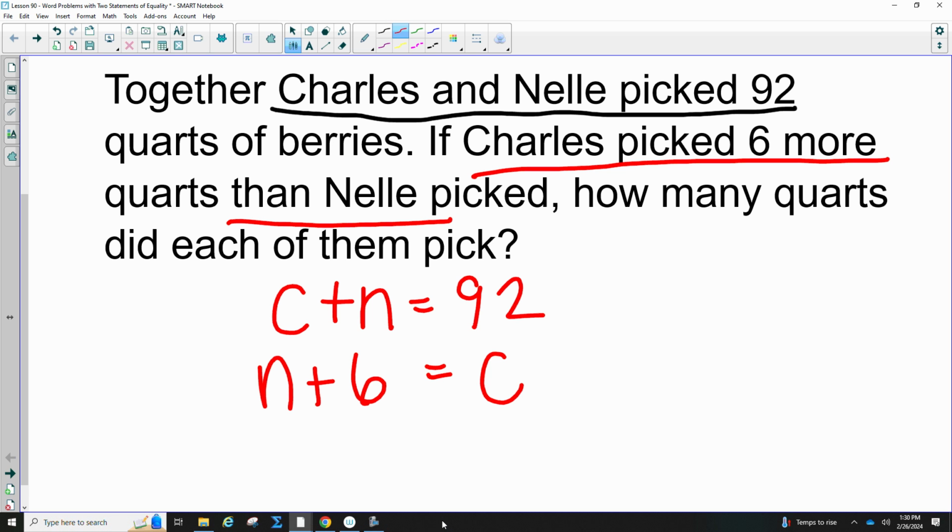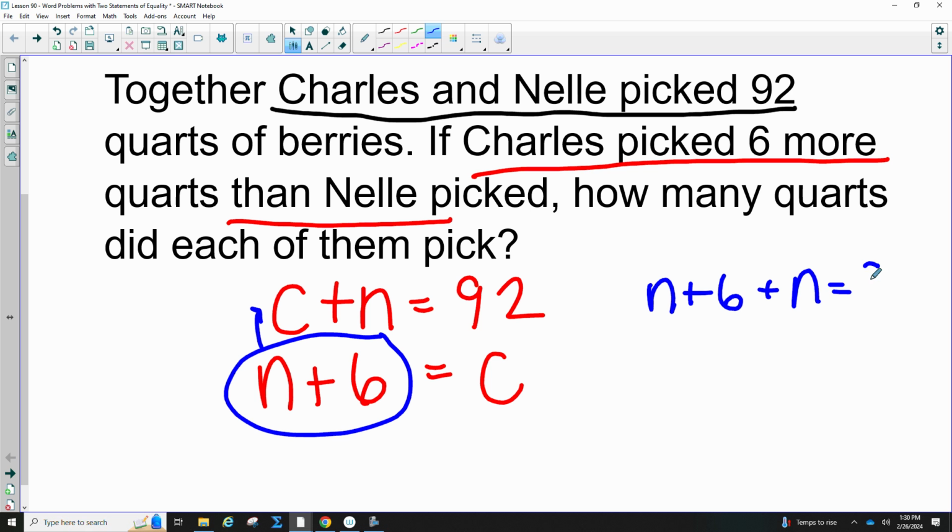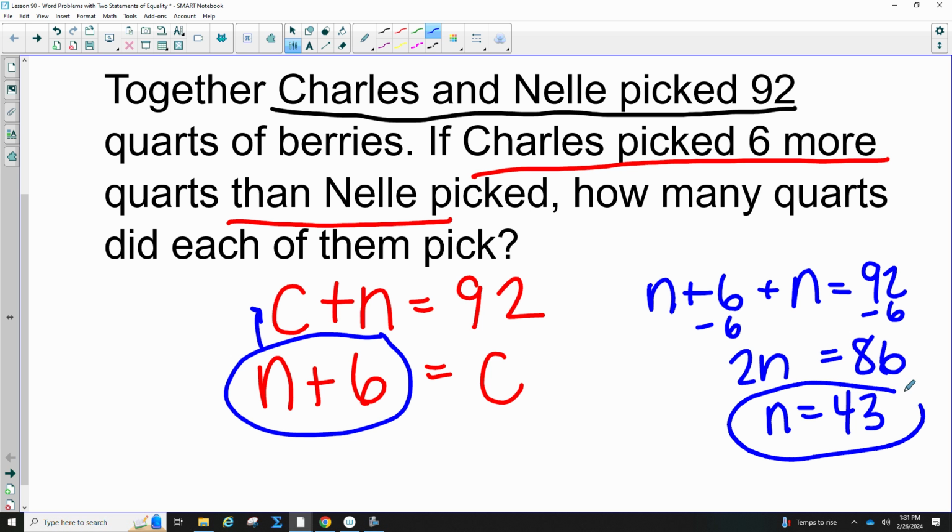Now we can solve this one by substitution. It is set up really nicely because the C is by itself. So I'm just going to plug this in for C in this equation. So I have N plus 6 plugged in for C, and then plus N equals 92. N plus N is 2N, and at the same time I'm going to subtract 6. So that gives me 86. Divide by 2 is 43. So this would be quarts of berries.